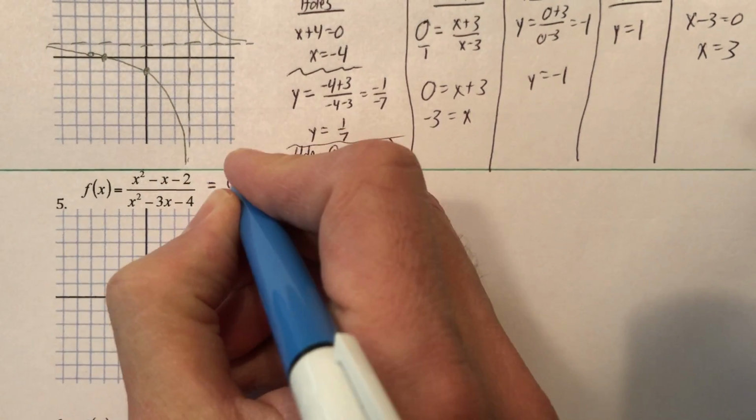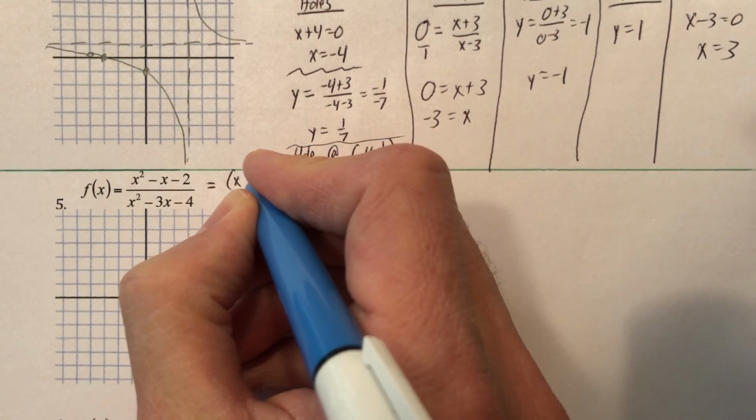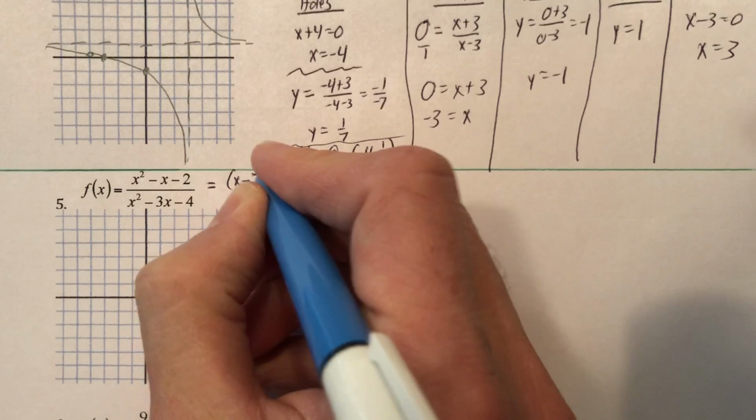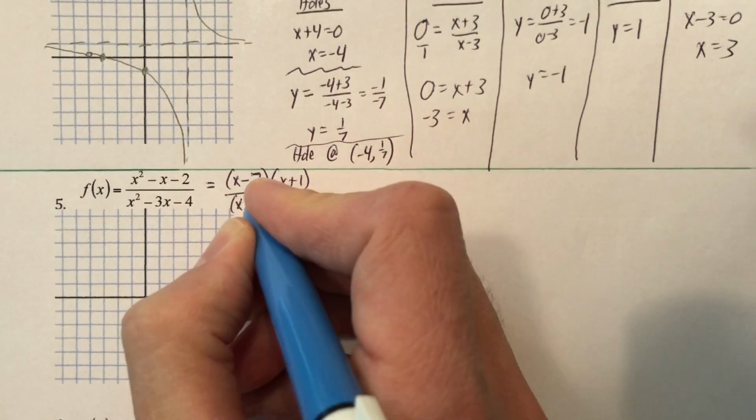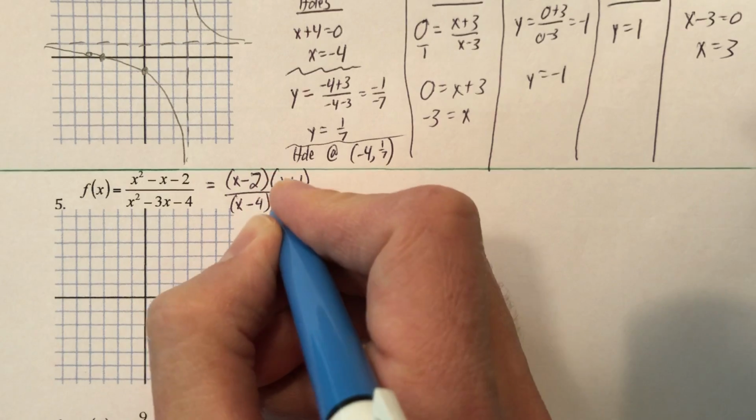We are going to factor. This is x minus 2. I had a hard time writing it. x plus 1. The denominator is x minus 4 and x plus 1.